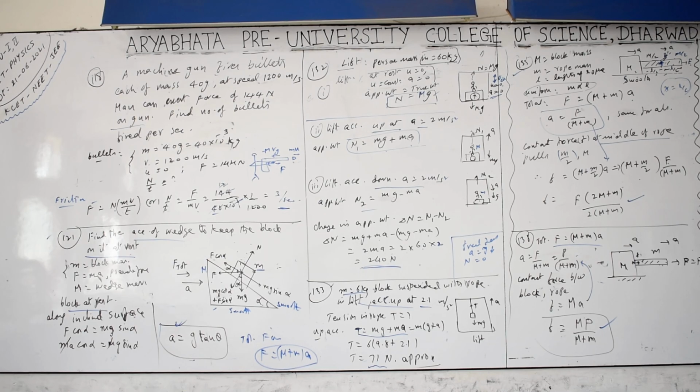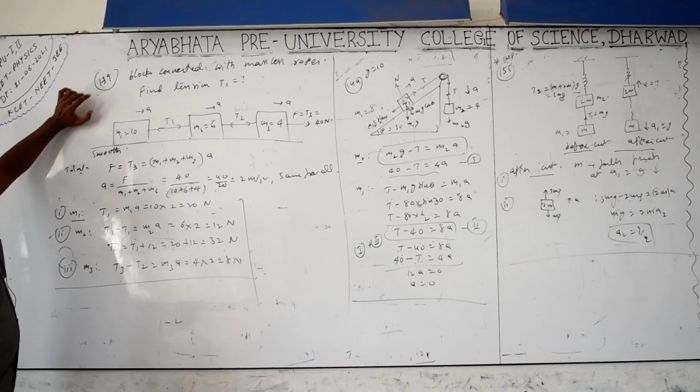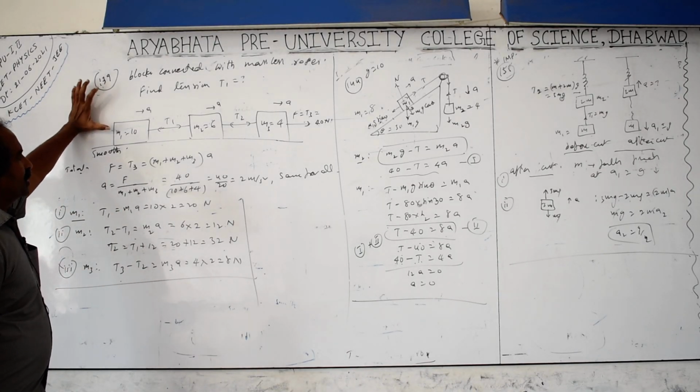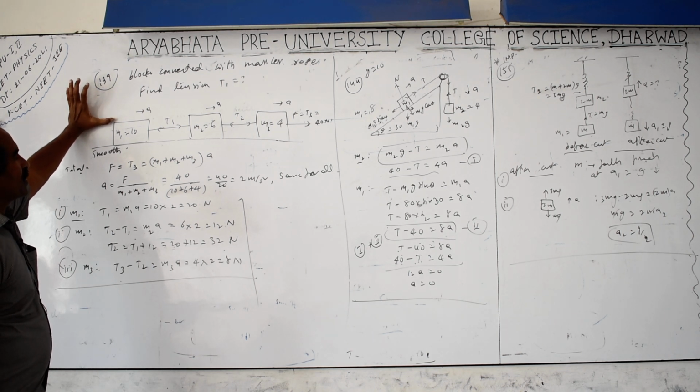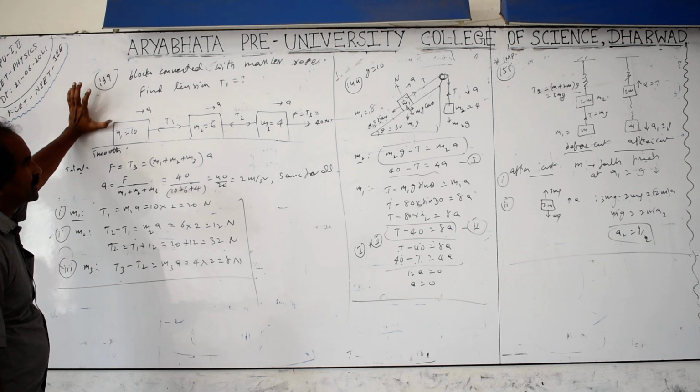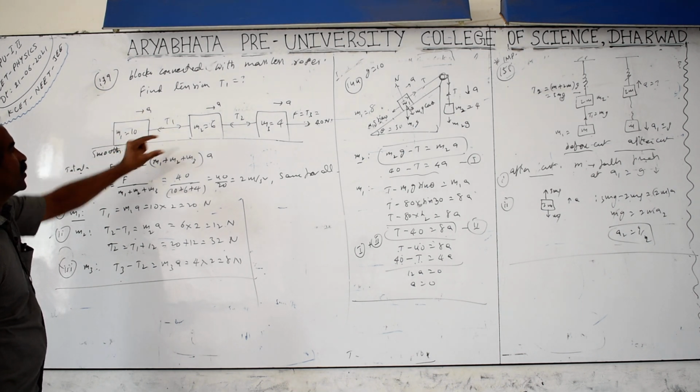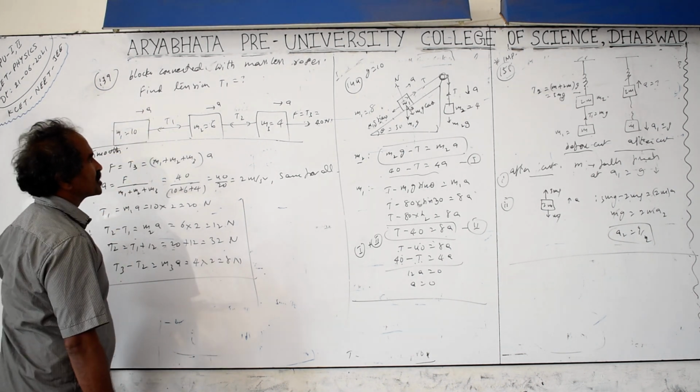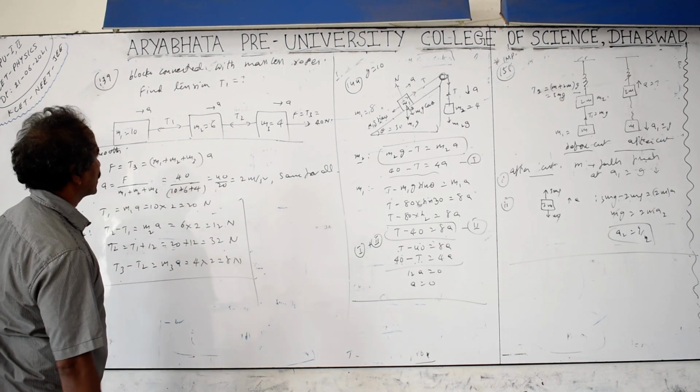Next problem, question number 139. Three blocks, connected bodies. Three blocks are connected with massless ropes, negligible mass of the ropes, ideal ropes: no mass, no extension of the ropes. Find the tensions between them. They ask only one tension, but let us work out all.